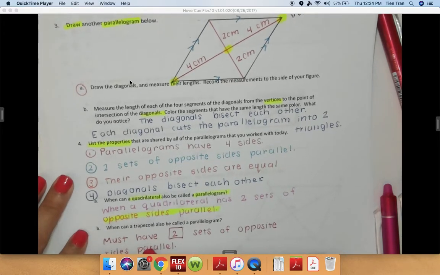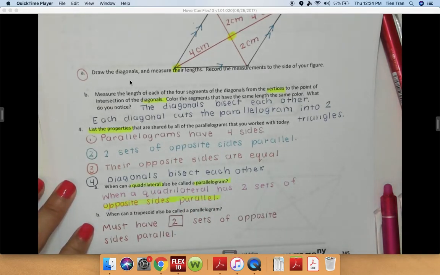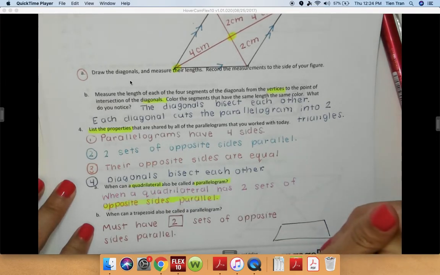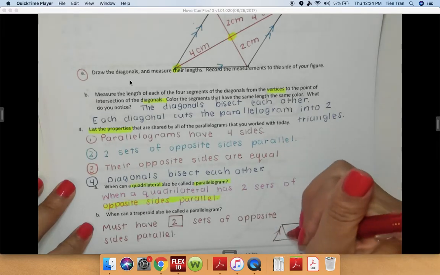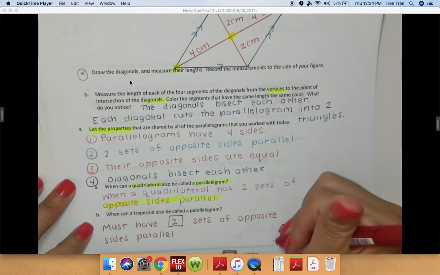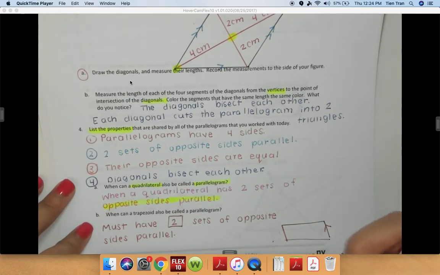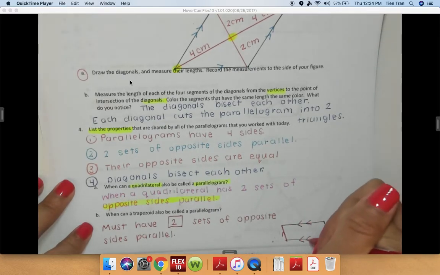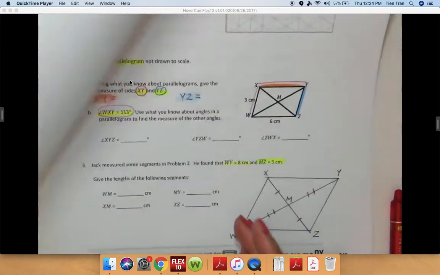Okay? Now, B. When can a trapezoid also be called a parallelogram? Now, a trapezoid, you guys learned about trapezoids yesterday. They commonly look like this, right? Well, they must have 2 sets of opposite sides that are parallel. So this one wouldn't be considered a parallelogram because this side and this side are not parallel to each other. However, if it was leaned like this, then yes. Or if your trapezoid looks different and has all parallel lines, then it would be considered a parallelogram. Okay? I'm going to turn the page and we are going to be on page 103.